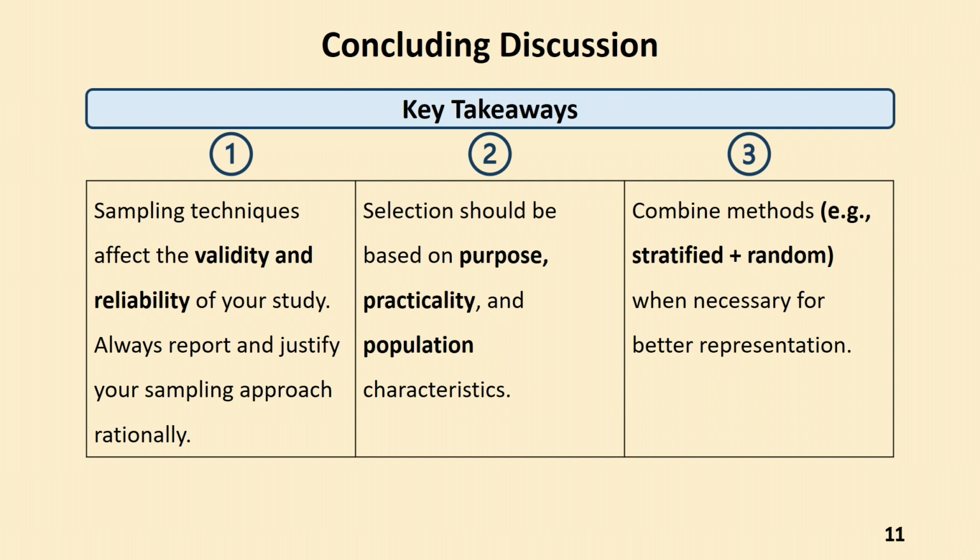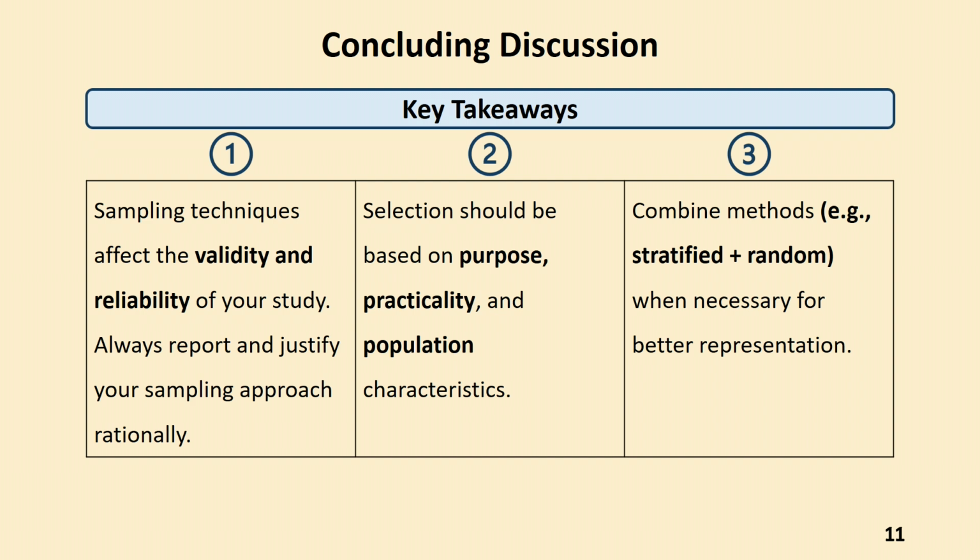Concluding the discussion from this lecture, these are the major takeaways you can see here. First, sampling techniques affect the validity and reliability of your study, so always report and justify your sampling approach rationally. Second, selection should be based on purpose, practicality, and population characteristics. And third, use combined methods, that is stratified or random, when necessary for better representation.